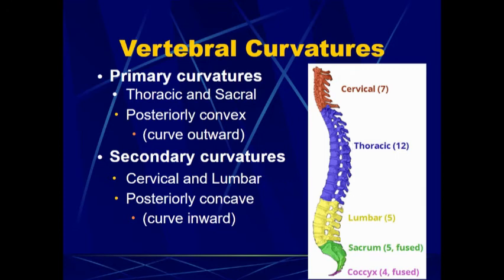These are called secondary curvatures because you don't have those upon birth. Instead, you develop those, and you develop those as you go through different stages of development. The cervical curvature develops as an infant is learning to lift its head, and the lumbar curvature develops as an infant is learning how to walk. And those curvatures are actually formed through changes in the intervertebral discs between the vertebrae themselves.